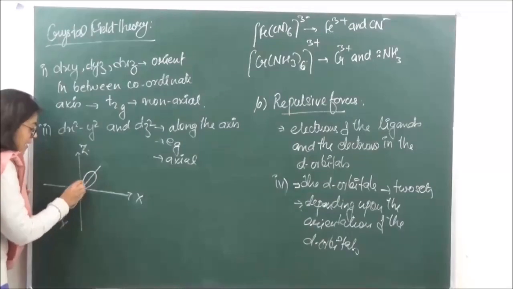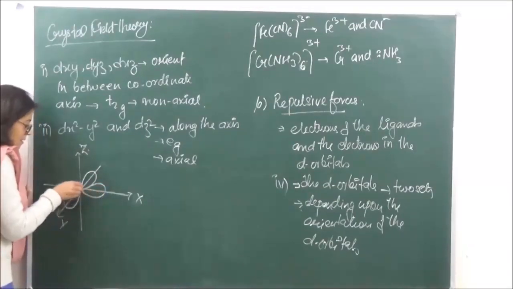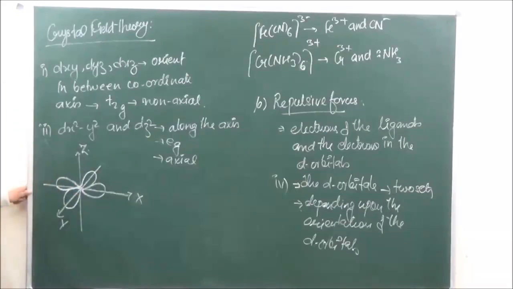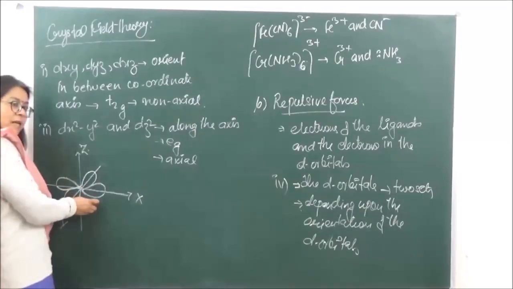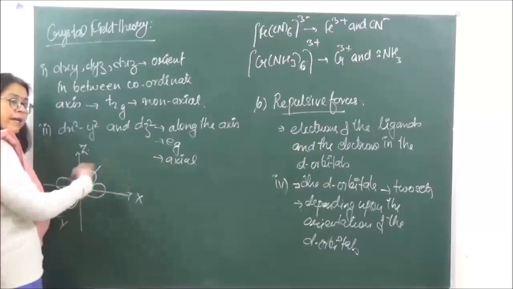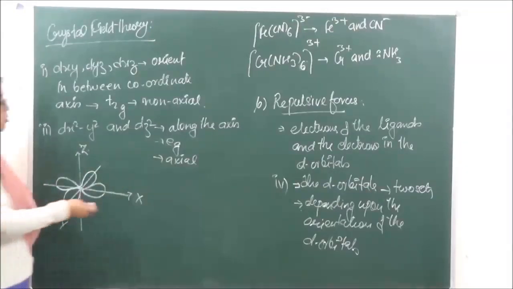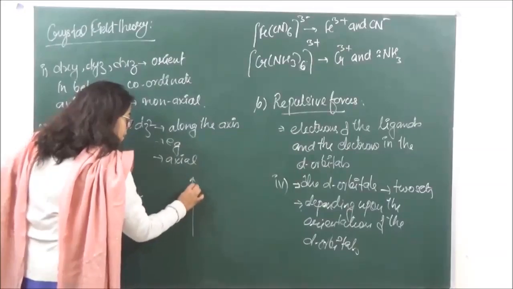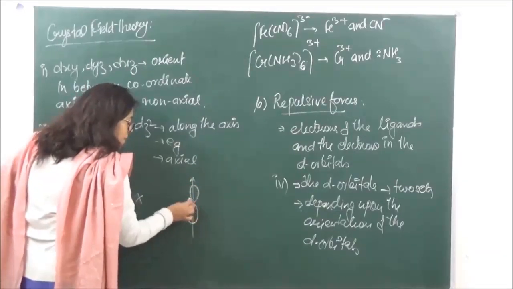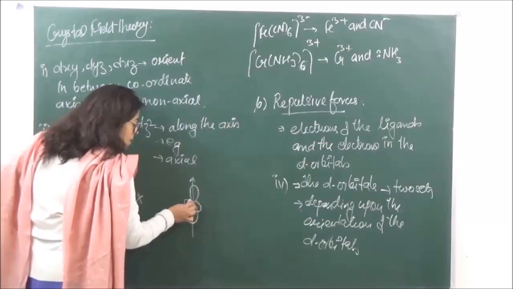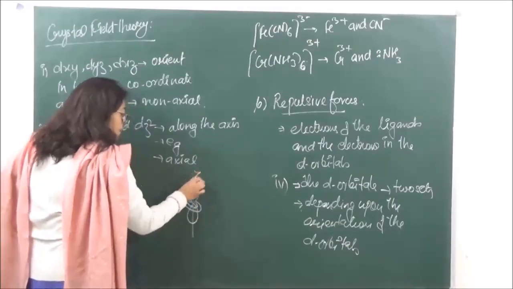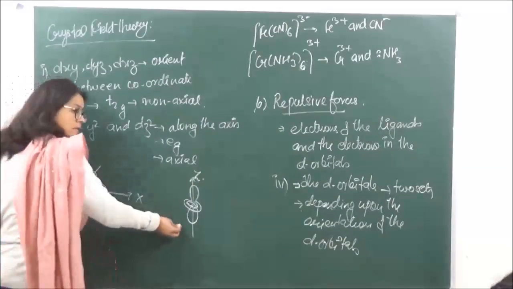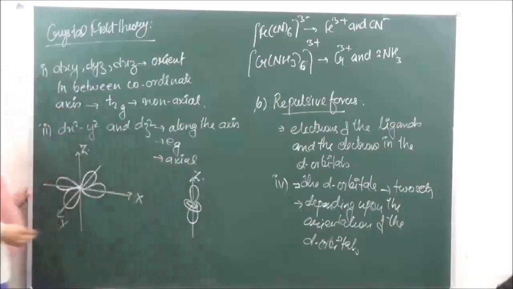On the x and y axis. So that is why it is going to be known as axial, because they are orienting along the axis. When you are looking at dz square over here, it is a donut shape. This is z over here. Okay. So this is orienting along the z axis. Therefore, it is known as axial.